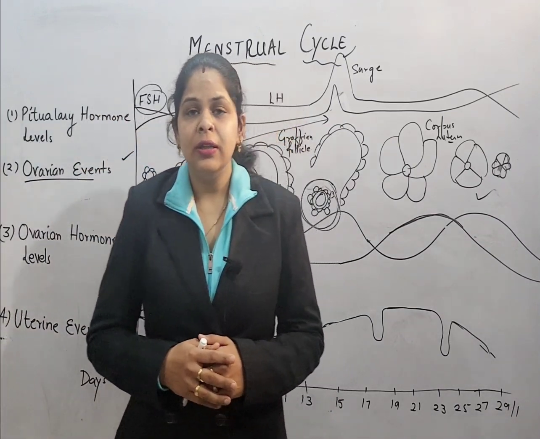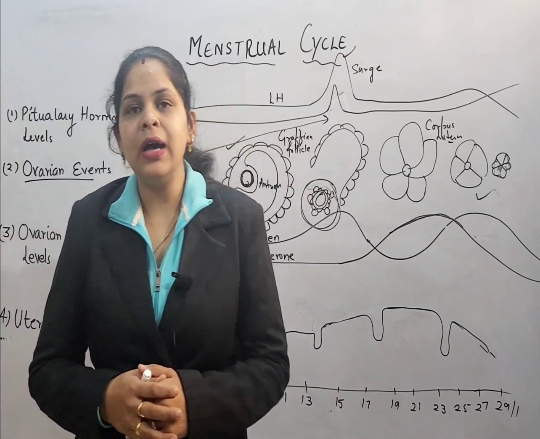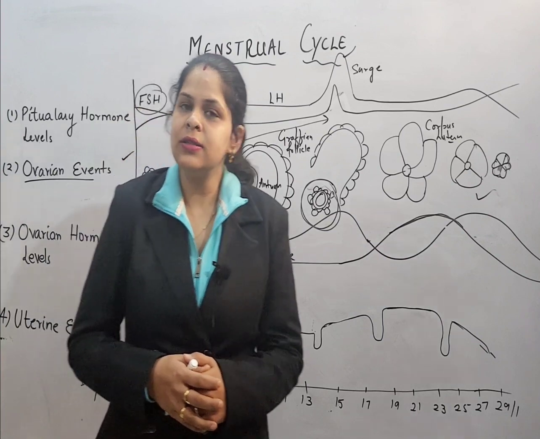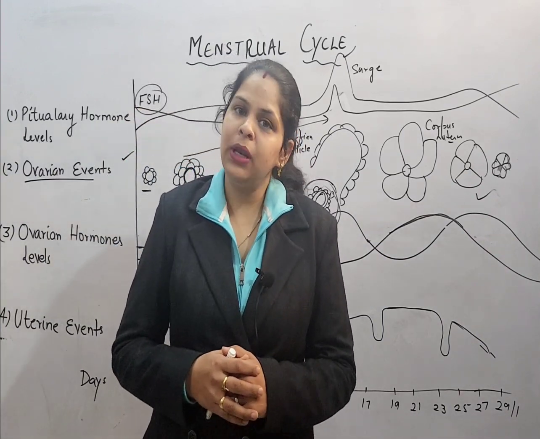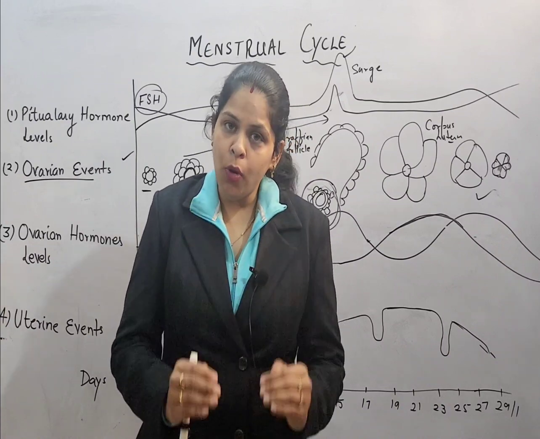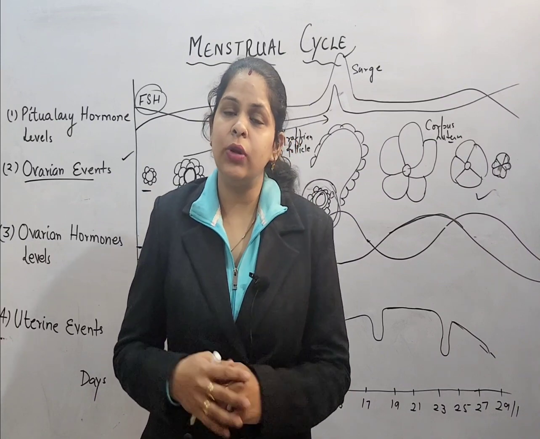The first menstrual cycle that starts at puberty is known as menarche, and the last menstrual cycle that occurs at about the age of 50 is known as menopause. So menarche and menopause: first is menarche and then the last one is menopause.